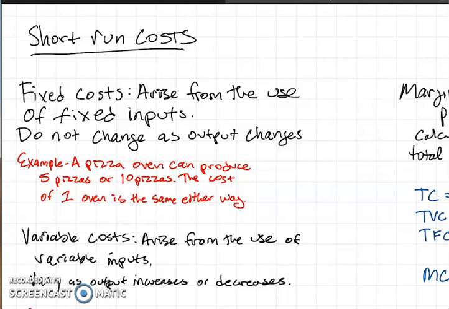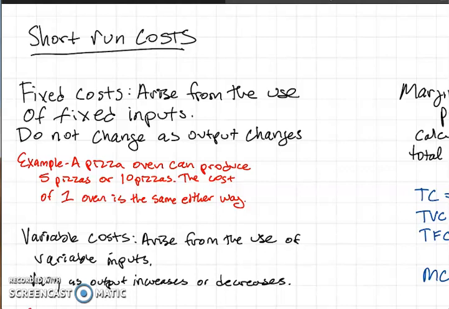If you recall in our discussion on production, we focused on two types of inputs. We talked about our fixed inputs and our variable inputs. Now we're going to be looking at our fixed costs and our variable costs. What is the expenditure that occurs in order to acquire the resources necessary for production?